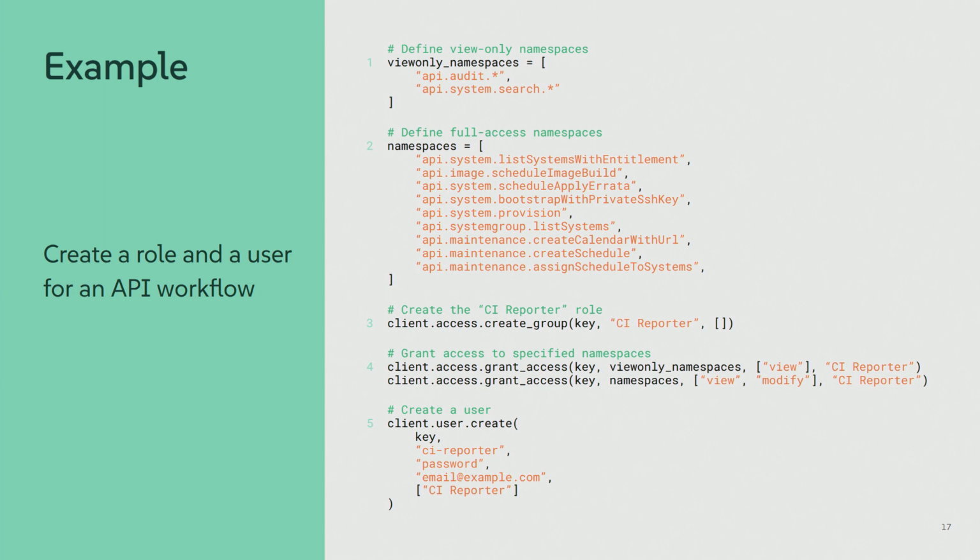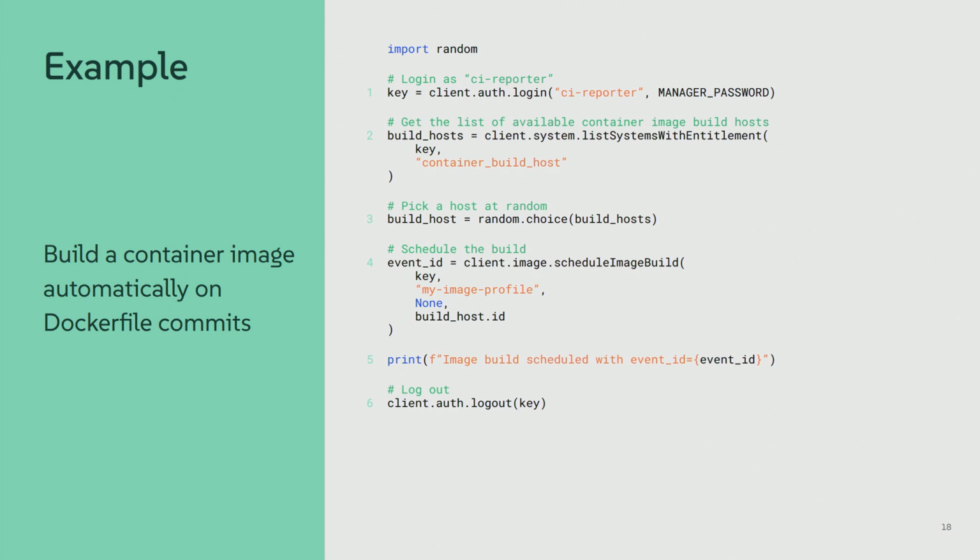So with this user, now let's do some operations. So first example I want to show you is how to build a container image automatically when you push a commit to a Docker file online. So first of all, before you even look at the code, the trigger part is not here. So this doesn't trigger automatically.